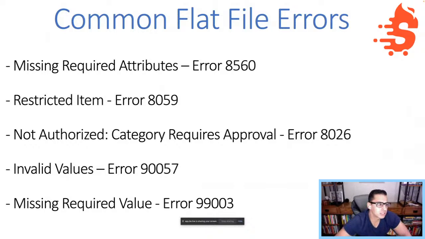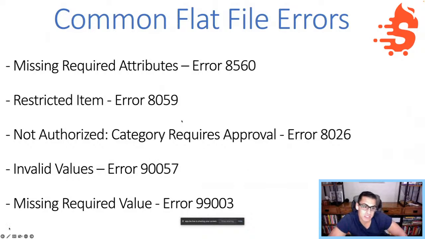And then we get the restricted item one. That's 8059. With 8059 restricted item, that's usually item level gating, or the details page has been removed, and that's going to be found in your account health section. Next is going to be category approval, 8026. Basically, you need additional approval for your category, but this can also happen at the item level.